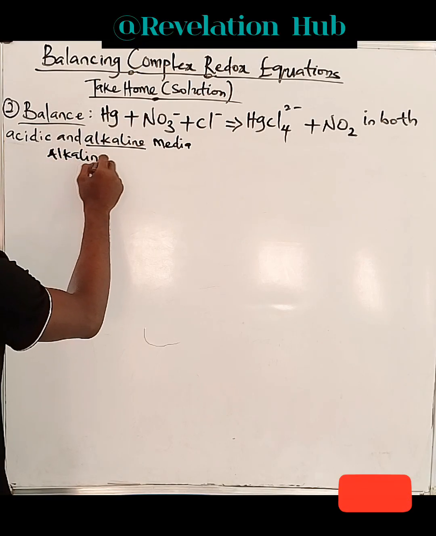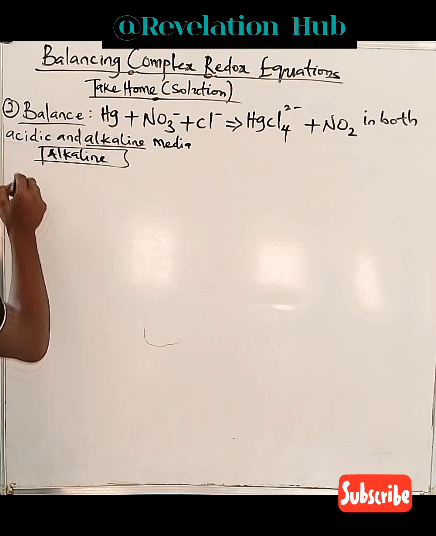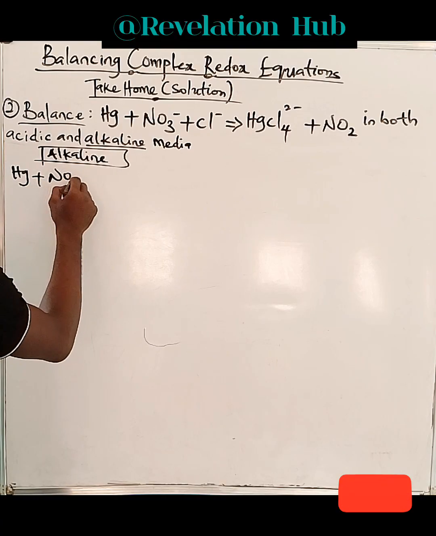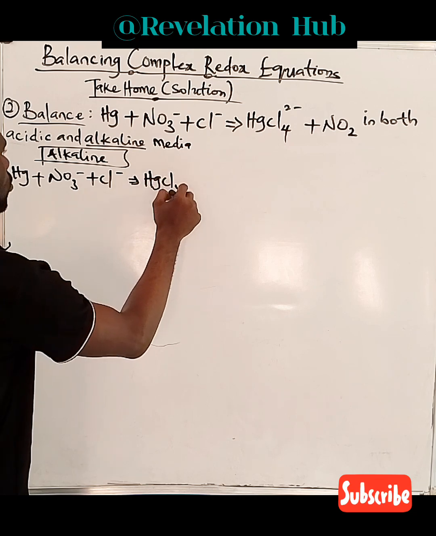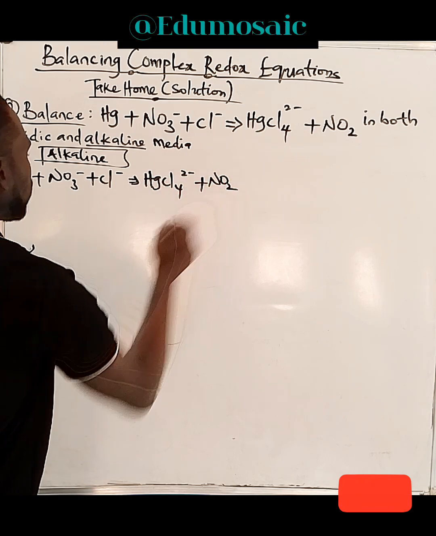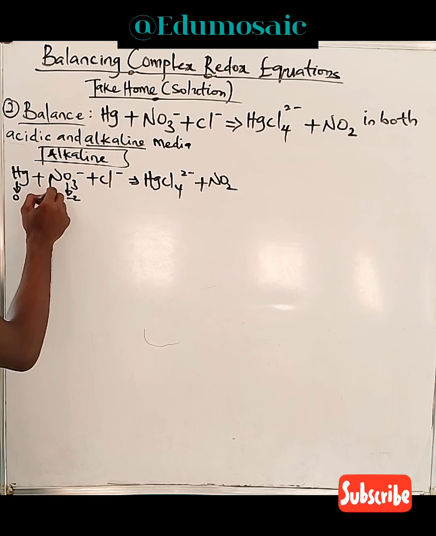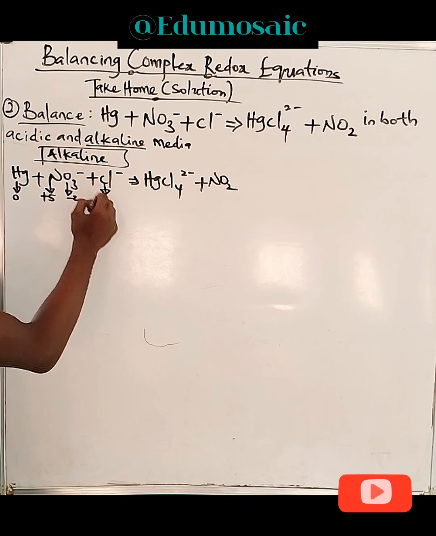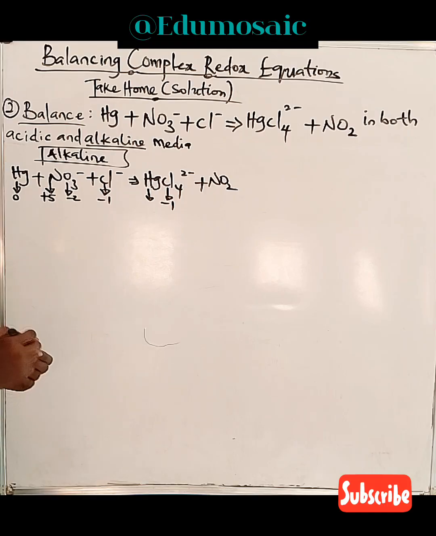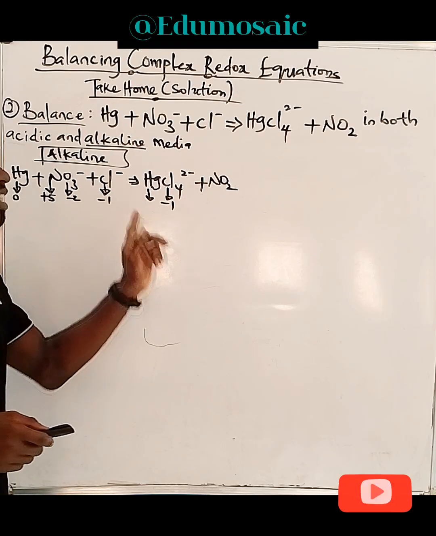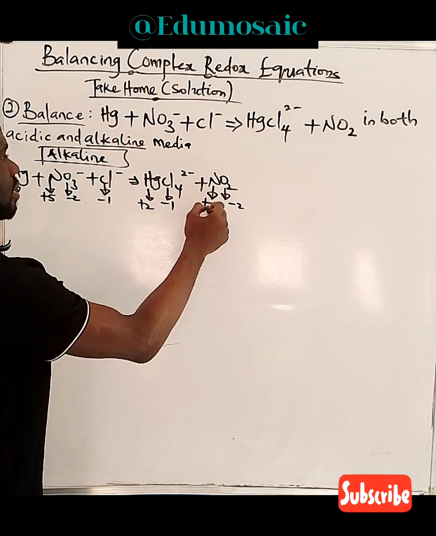Don't forget that first of all, we're going to be getting the oxidation numbers of both reactants and products. So Hg plus NO3 minus plus Cl minus equals HgCl4 2 minus plus NO2. The mercury is 0, oxygen is minus 2, nitrogen is plus 5, and chlorine is minus 1. Chlorine here is minus 1, so mercury here plus minus 1 times 4, which is minus 4, we send it to the other side. Mercury is plus 2, oxygen is minus 2, nitrogen here is plus 4.